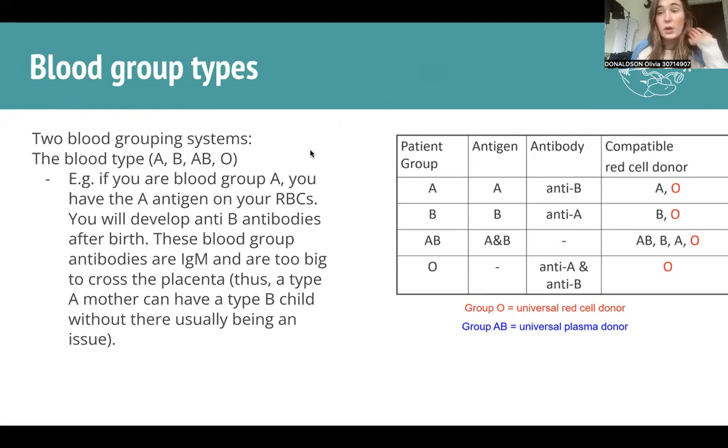And this is important to know, as soon as you're born, you will start developing antibodies, which are IgM, to the blood type that you're not. So if you're blood type A, as soon as you're born, you're going to be developing anti-B antibodies, and that's in your blood.